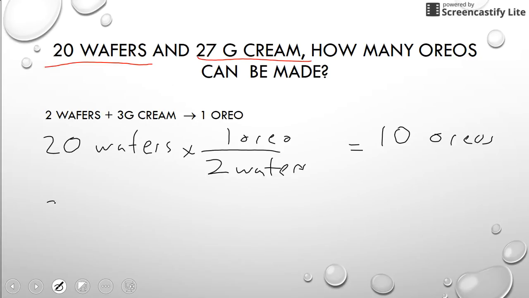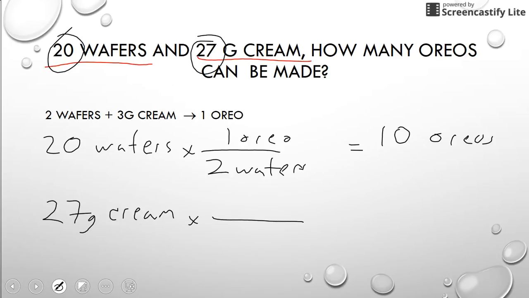Well, what about the 27 grams of cream? It seems like more, right? 27 is a bigger number than 20. However, since it takes 3 grams of cream for every 1 Oreo from your balanced equation, when you multiply 27 times 1 and divide by 3, you get 9 Oreos.